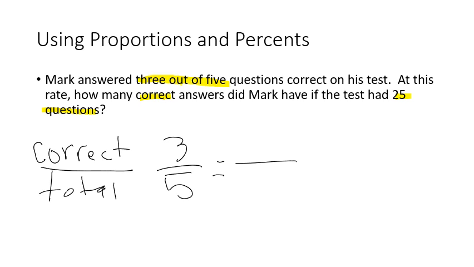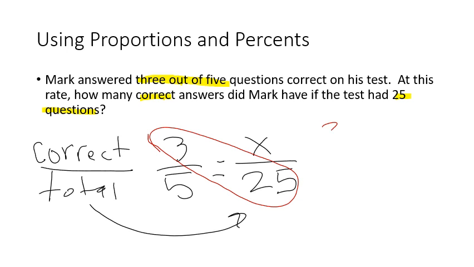And that's going to be equal to the total test. So it says how many correct answers if the test had 25 questions. So 25 is the total questions, so it's going to represent the denominator of our second fraction, and we're going to use a variable to represent the unknown value. So now once we set it up, we can just use cross multiplication to solve it like we have been.